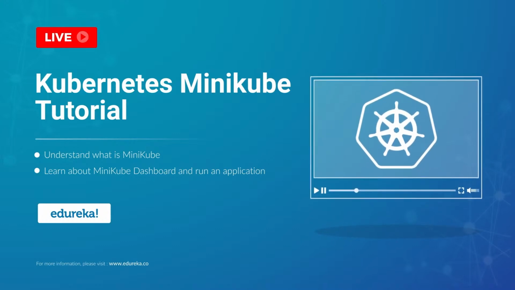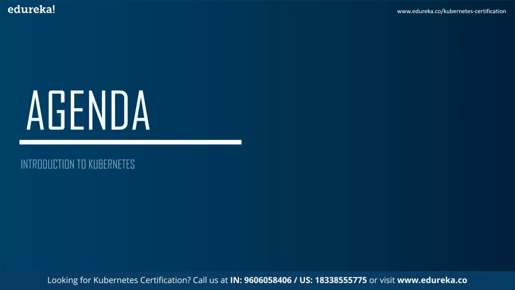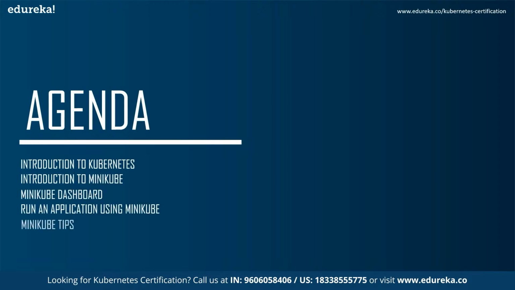So before we begin with today's session, I'd like to address the agenda. Firstly, there'll be an introduction to Kubernetes followed by an introduction to Minikube. Then we will talk about Minikube Dashboard a little bit, and then we'll move on and run an application using Minikube itself. Finally, we'll conclude this session with some tips on how to make maximum use of Minikube with Kubernetes. I hope the agenda is clear.